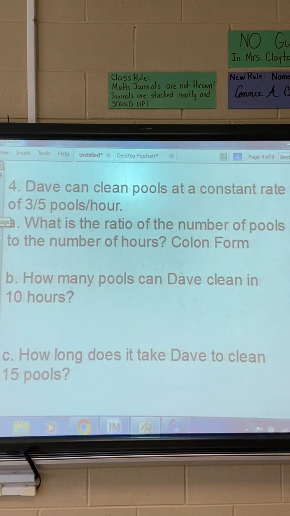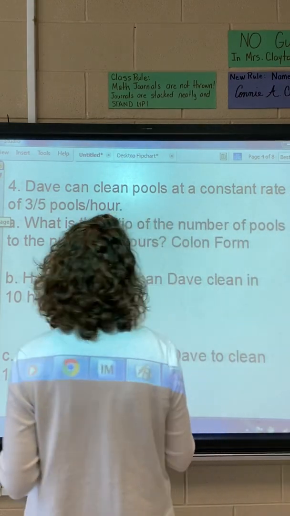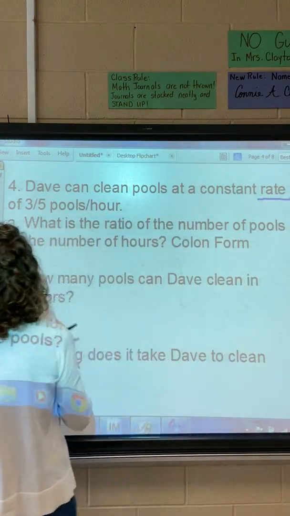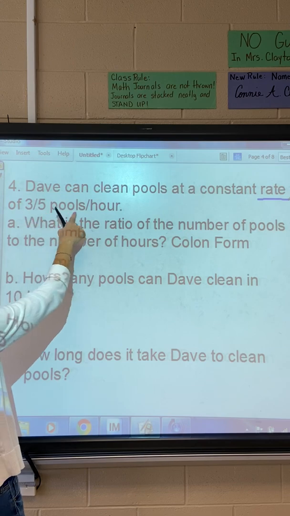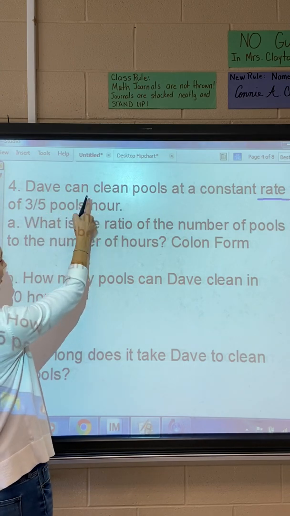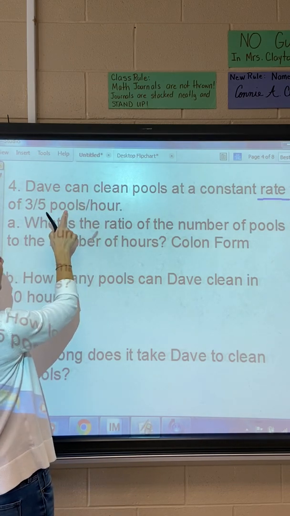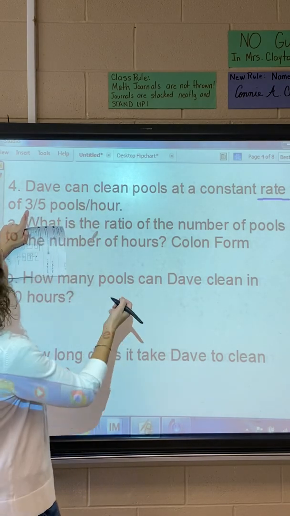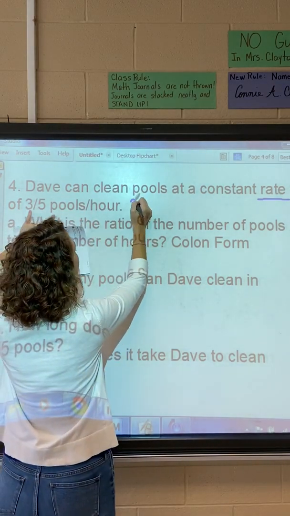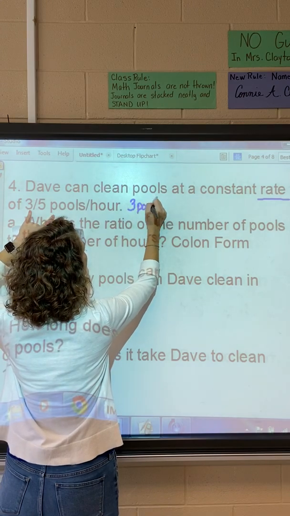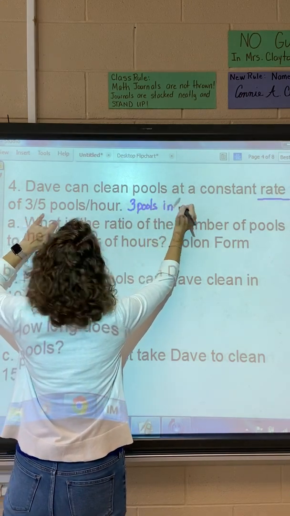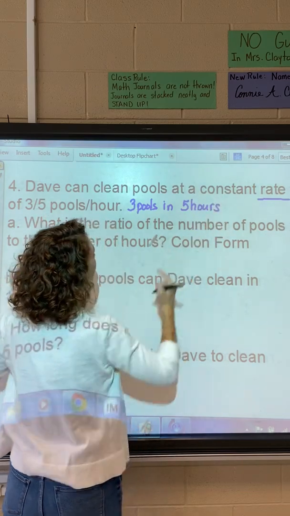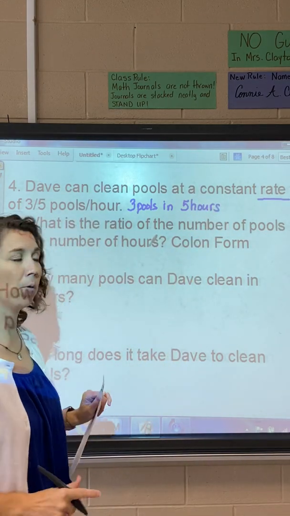Number 4, Dave can clean pools at a constant rate. There's our new vocabulary word, rate, of 3 to 5 pools per hour. So there's that slash again. That means pools per hour. Now what that means is that he can do 3 pools in 5 hours. He can clean 3 pools in 5 hours.